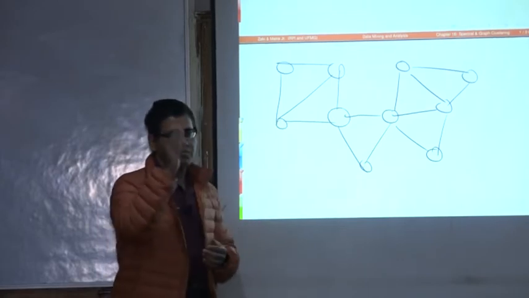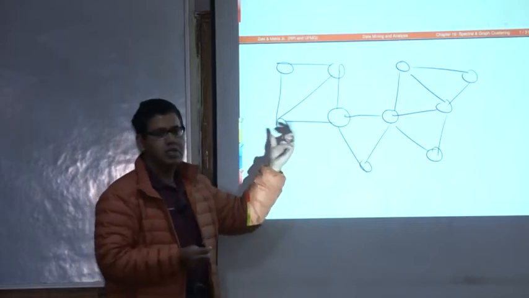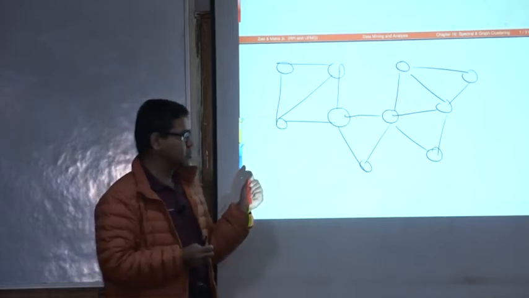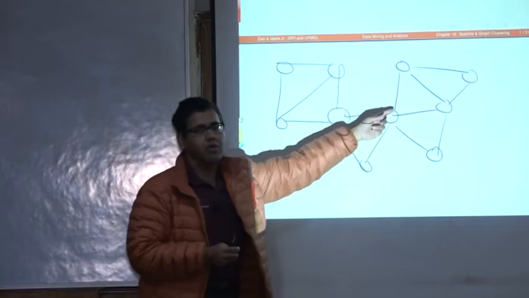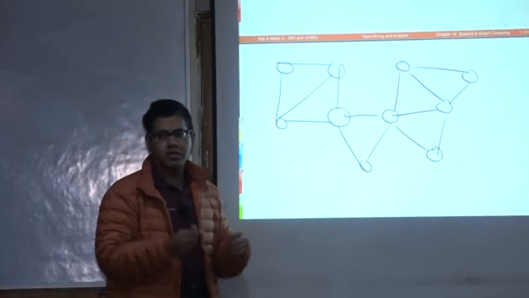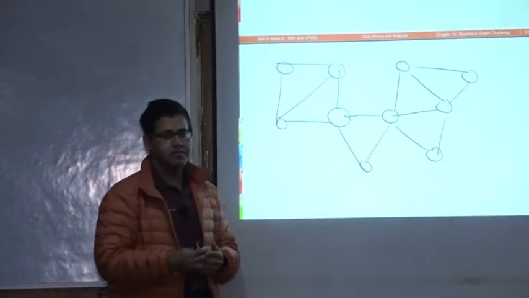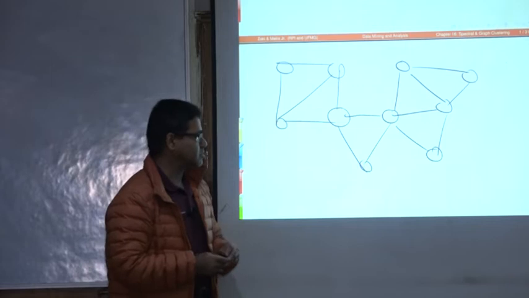So I can just make it, for example, 1 over the distance. That would be the similarity, 1 over the distance between two vertices. And the distance can be the number of hops. So that's the shortest path between two vertices, that's the distance between them. And 1 over the distance is the similarity. So we can do those kinds of things.